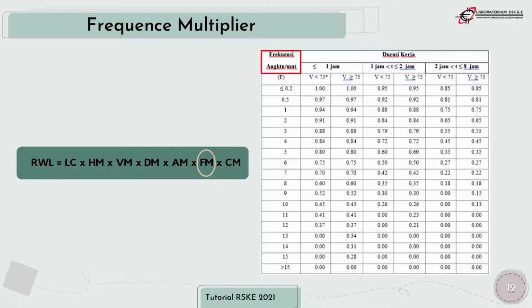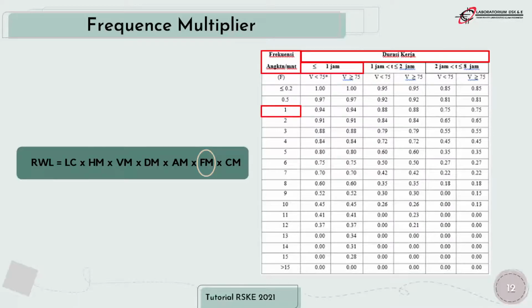That means that the frequency of the lifting is divided by the time of the lifting, 1 divided by 1. Then it is equal to 1. So the frequency number is 1. Okay, now the second step is we determine the value of the duration of work.